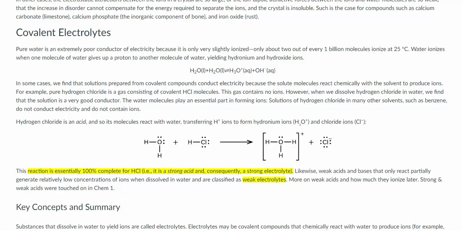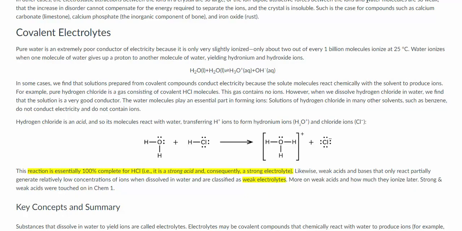There are some covalent compounds that, when dissolved in water, produce an electrolytic solution. These covalent electrolytes form ions in water. So they either form a hydronium ion or a hydroxide ion or both. Typically, these covalent electrolytes will be strong acids.